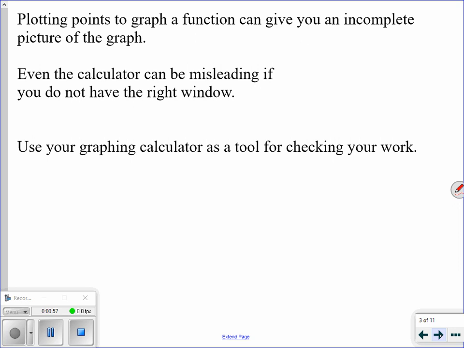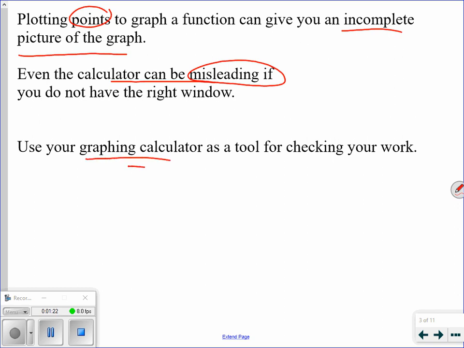It says, plotting points to graph a function can give you an incomplete picture of the graph. Points are just points. It tells you nothing in between. Even the calculator can be misleading sometimes if you do not have the right window. Sometimes it doesn't show holes. Sometimes it doesn't show asymptotes correctly. Sometimes the graphing calculator isn't the best tool. We use our graphing calculator as a tool for checking our work.